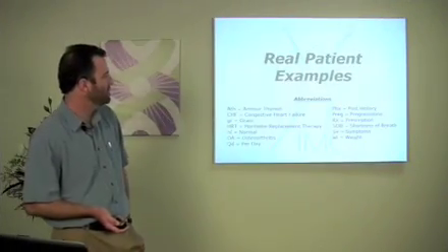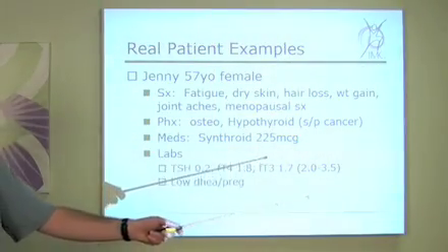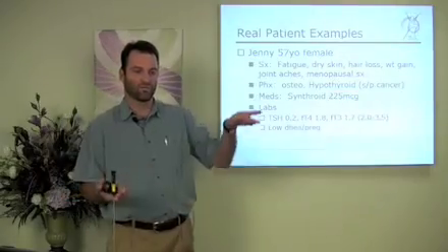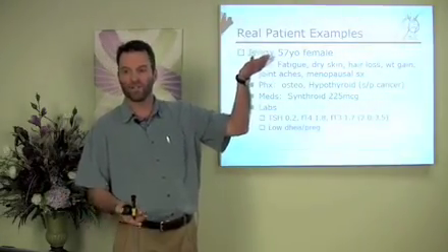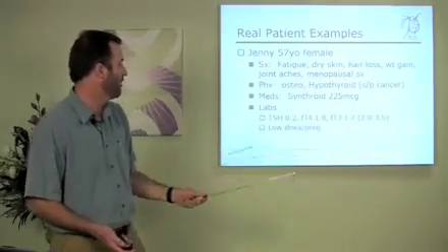And so here's some real patient examples. T4, that's the upper limit right there, 1.8. T3's below. So here's that classic case where the T4's high, even above the reference range, and the T3's below, because she's just not converting. She's not converting T4 to T3 at all.